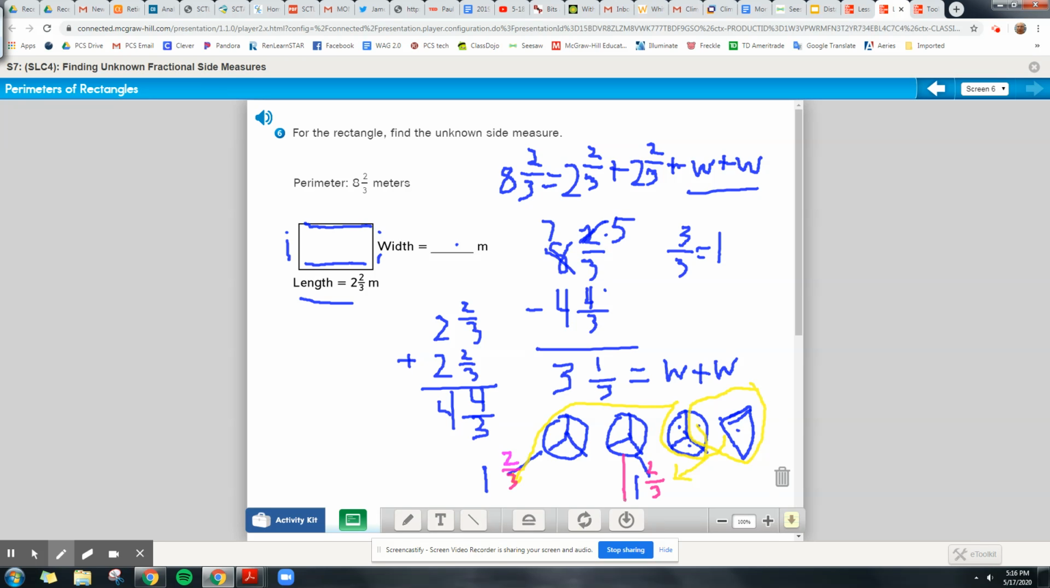So my W has to equal 1 2/3. Each W is 1 2/3. So 1 2/3 is my answer. And if I add it up, 1 2/3 plus another 1 2/3 plus 2 2/3 plus 2 2/3, if I added all those up, I would get 8 2/3. All right, that's how you get the answer for number 6. Thanks for staying with me this long. Good luck.